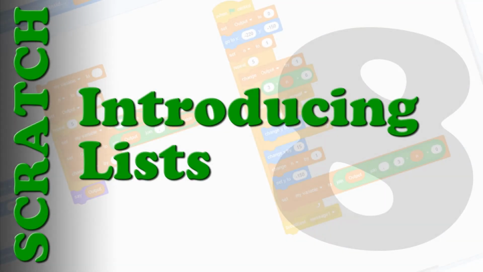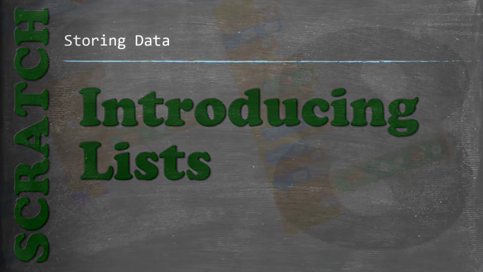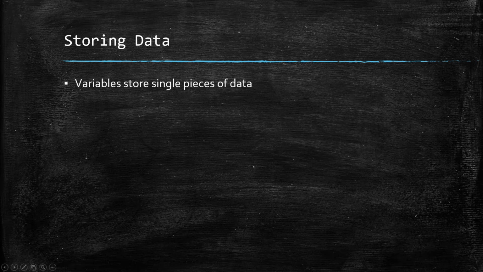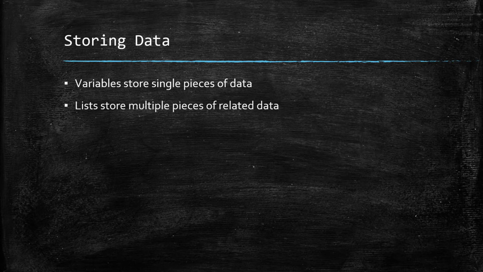Lists are a useful way of displaying information to a user, but they're also useful for storing multiple pieces of related data. In a computer program, a single piece of data is stored in a variable, but if you have multiple pieces of data that are related to each other, you store them in a list.